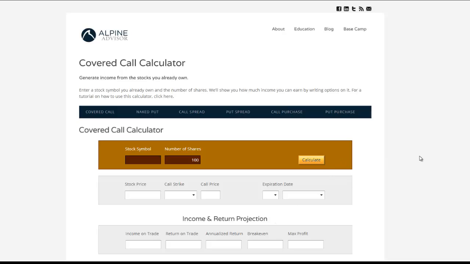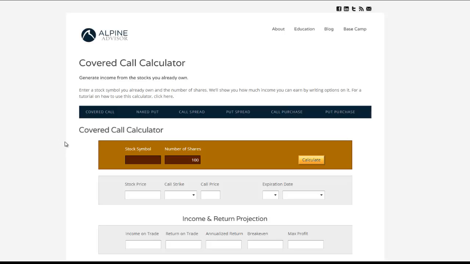So the first thing that you're going to do, if you're not already in the calculator, is jump up to Basecamp, and scroll down to Sherpa Tools and the covered call calculator. Once you click on that, this page will come up, and you'll see that you can change to the different calculators that we have, or just stay on this current one.